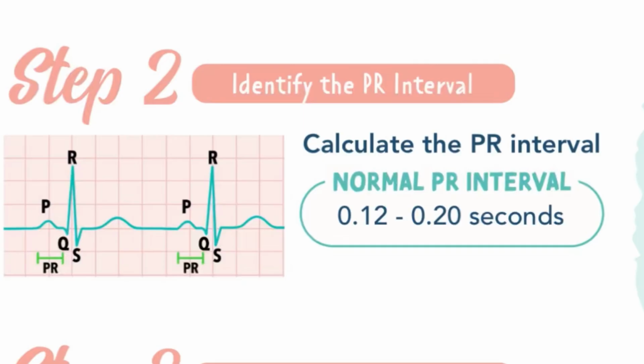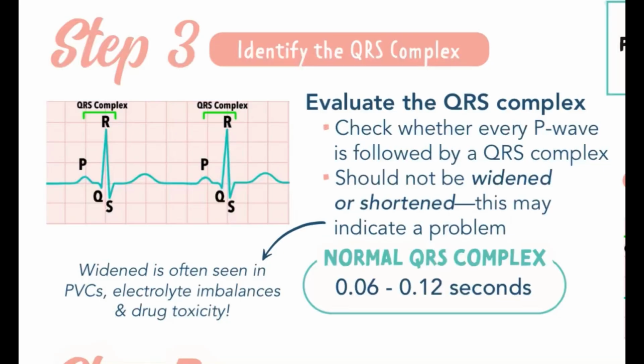Okay. Step 3, identify the QRS complex. Evaluate the QRS complex, and check whether every P wave is followed by a QRS complex, and whether it is widened or shortened. If there is any widening or shortening, it may indicate a problem. The normal QRS time is 0.06 to 0.12 second. A widened QRS complex is usually seen in PVCs, like premature ventricular contraction, and electrolyte imbalances and some types of drug toxicity.